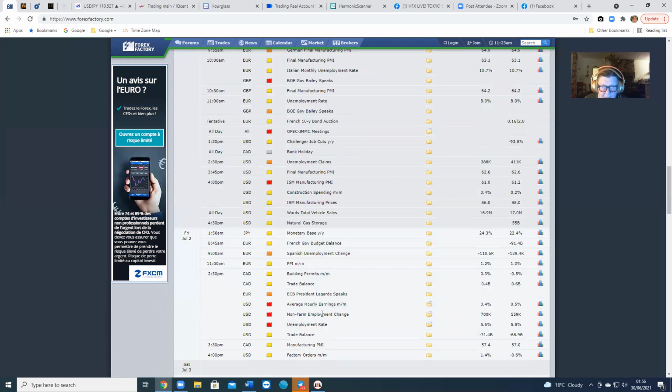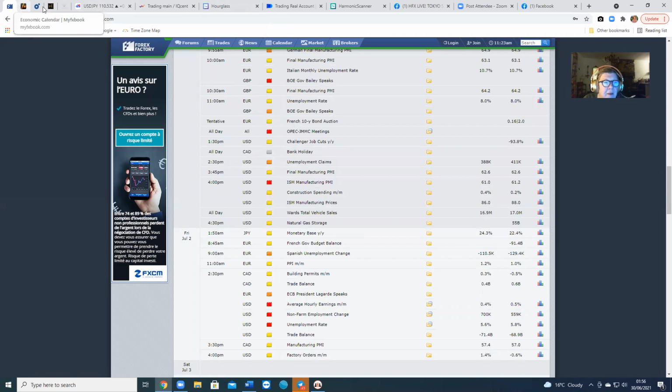And then non-farm payroll, which is the biggest single Forex announcement in the monthly calendar. So the market can go a little bit crazy around about that time. Some people don't trade on that day. Some people stop trading about an hour either side.